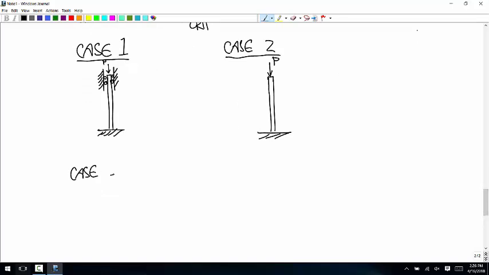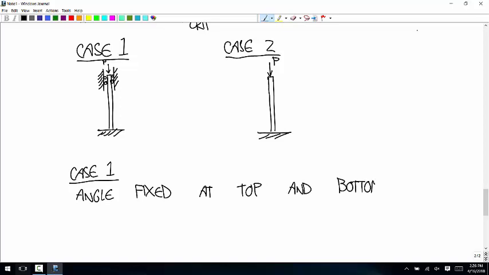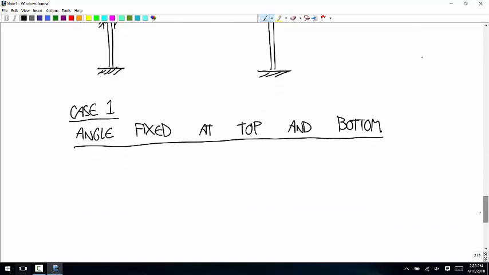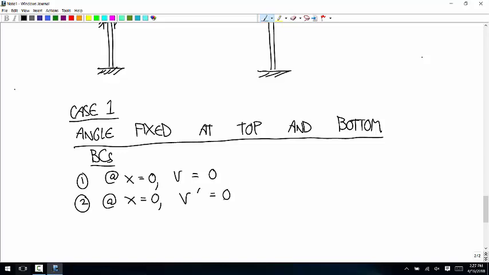Okay, so start with case one. This is where the angle is fixed at the top and the bottom. And the boundary conditions in this case are, first, we know that there's no deflection at the ground. It's fixed, so it can't move around. So at x equals 0, v is equal to 0. Second, because it's a joint, not a pin joint, we also know that at x equals 0, v prime is equal to 0. That's the angle being fixed.